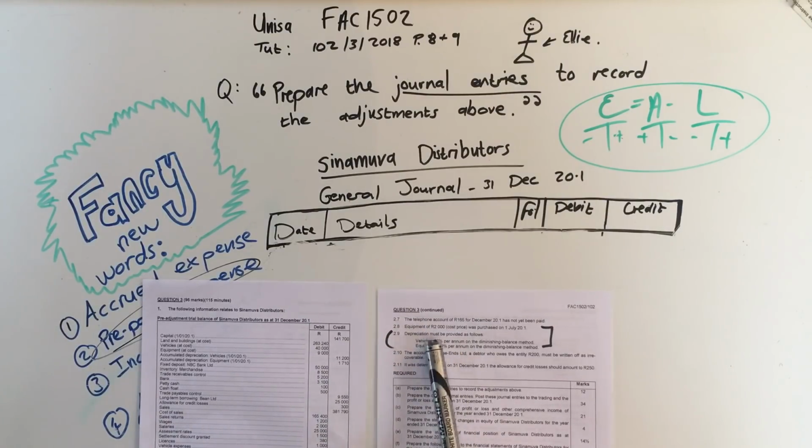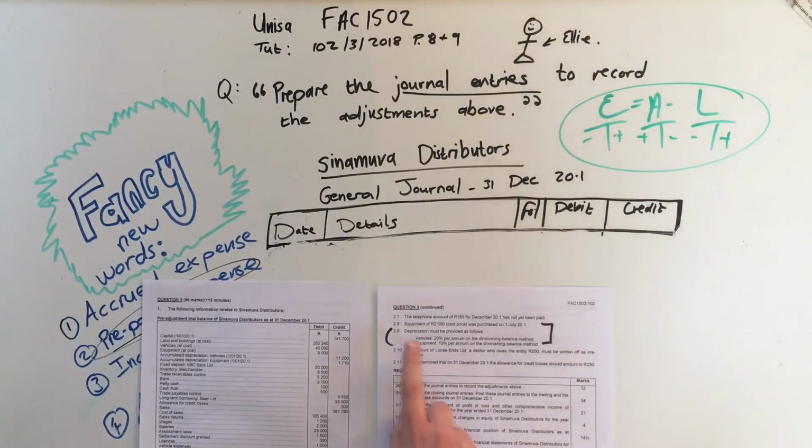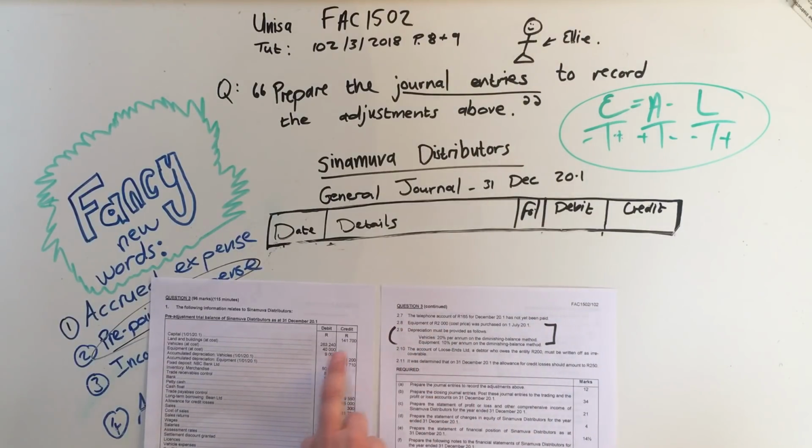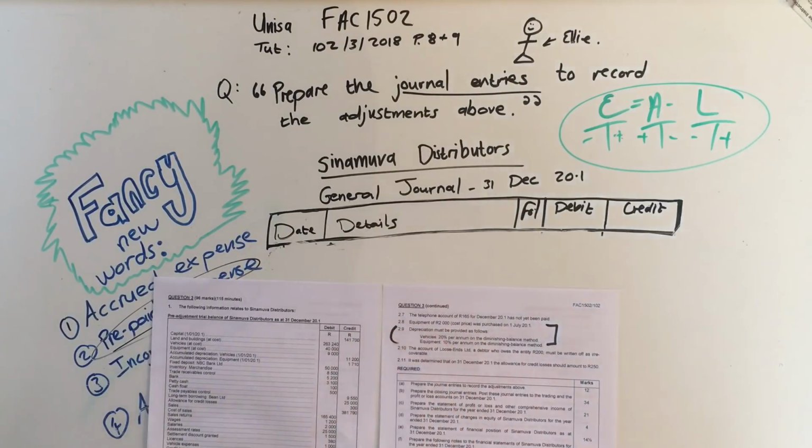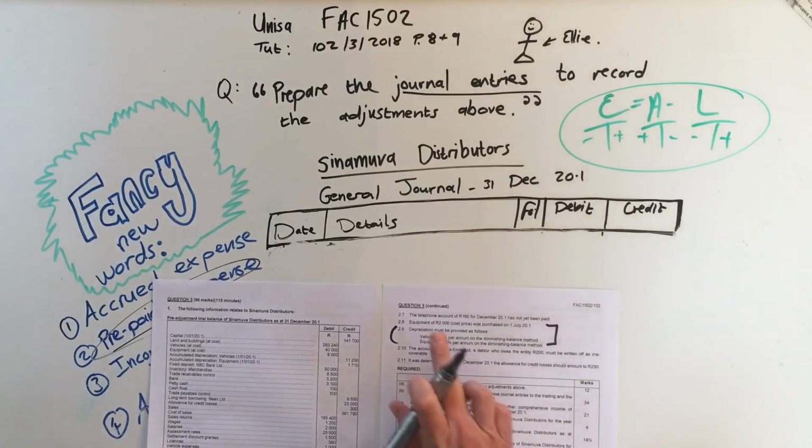But it seems like the only thing they want us to do is work out the depreciation, because 2.9 says depreciation must be provided as follows. So it's not the adjustment that you have to do. You can assume that the equipment is in there. They just want you to work out the depreciation, which brings us to depreciation.